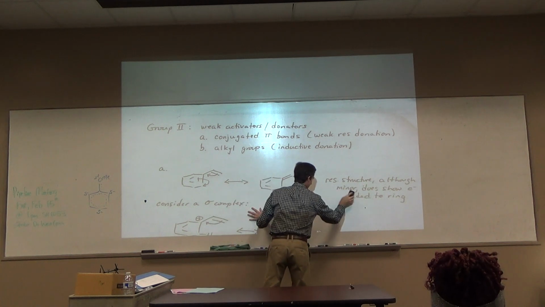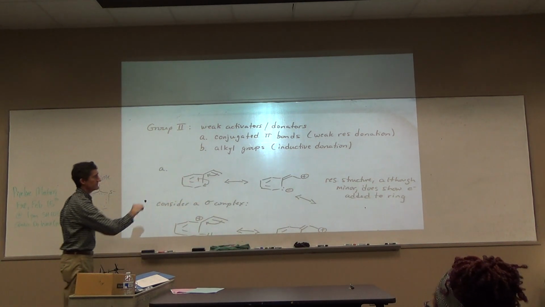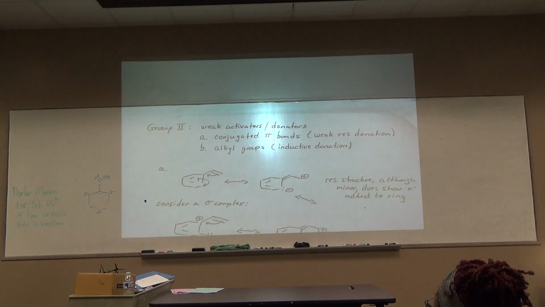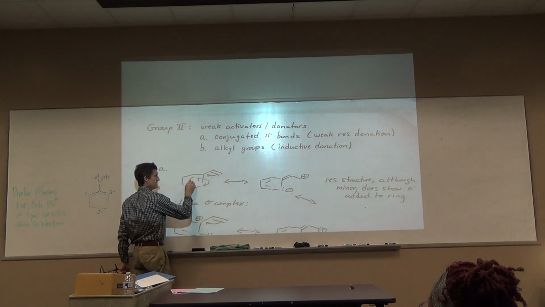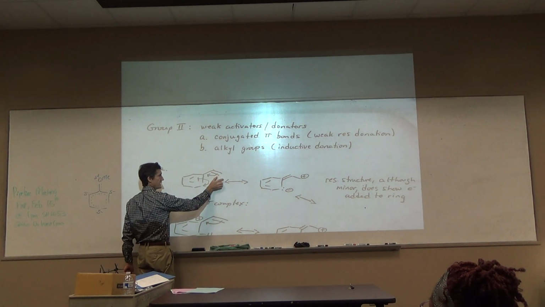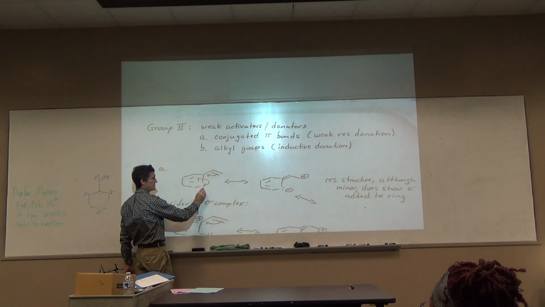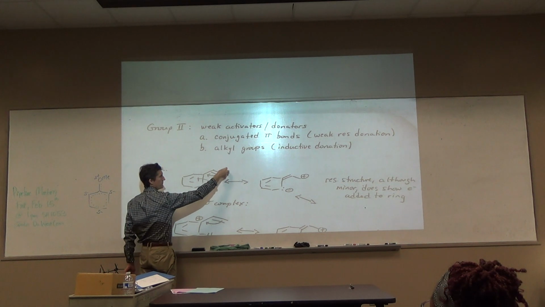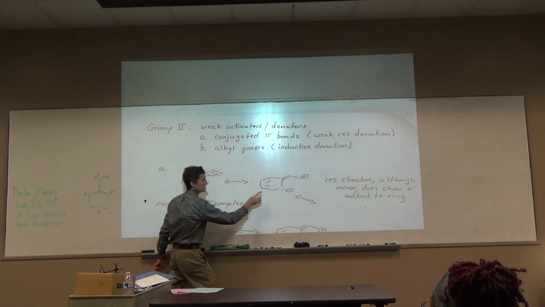There's actually two types of groups here. One is a conjugated pi bond. For example, if you have a benzene ring with an alkene conjugated, you can draw resonance structures here. We don't have a lone pair. The pi bond can be moved and this pi bond can be moved out. That would give this resonance structure.